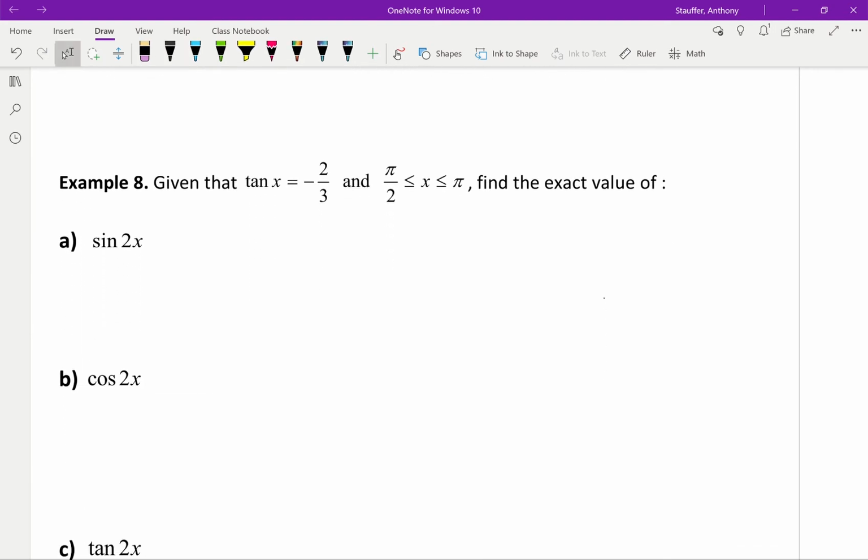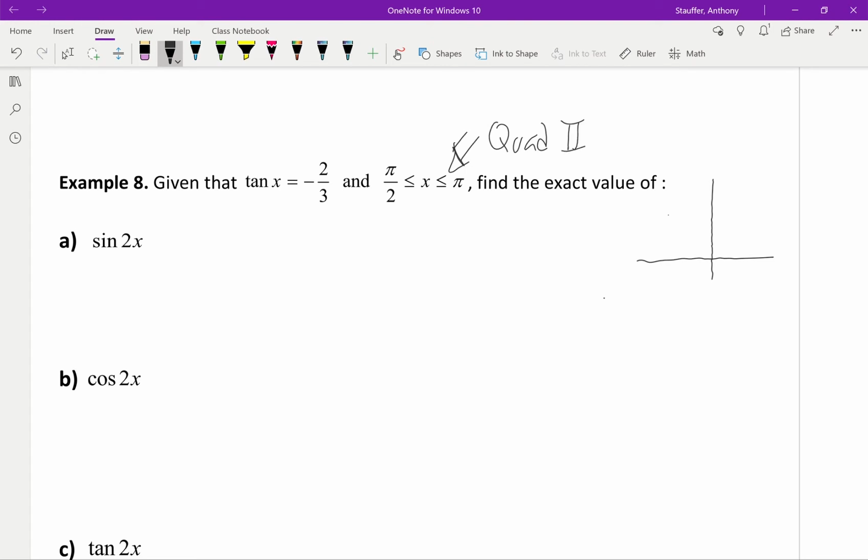Given the tan x equals negative 2 over 3, find the exact value of each. So this is another one of the ones that we had from the last lesson, where what we're going to do is we're going to draw a triangle. Now we see right here pi by 2 less than or equal to x less than or equal to pi. This tells me that I'm in quadrant 2.